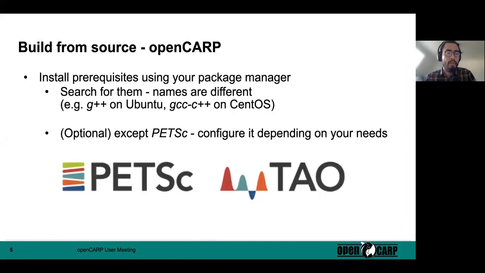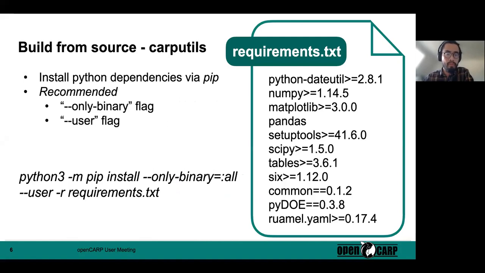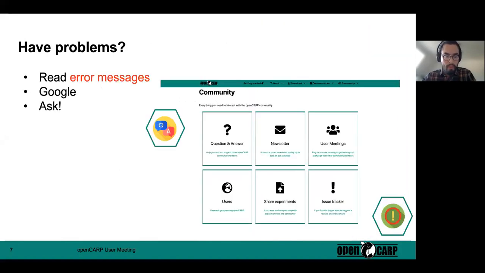Yeah, so we just mentioned openCARP and also CARPentry. And some points listed here are that you can use the only-binary flag and the user flag to make sure you install the dependencies which are already built, and also into your user space, which will be more reliable for installing.